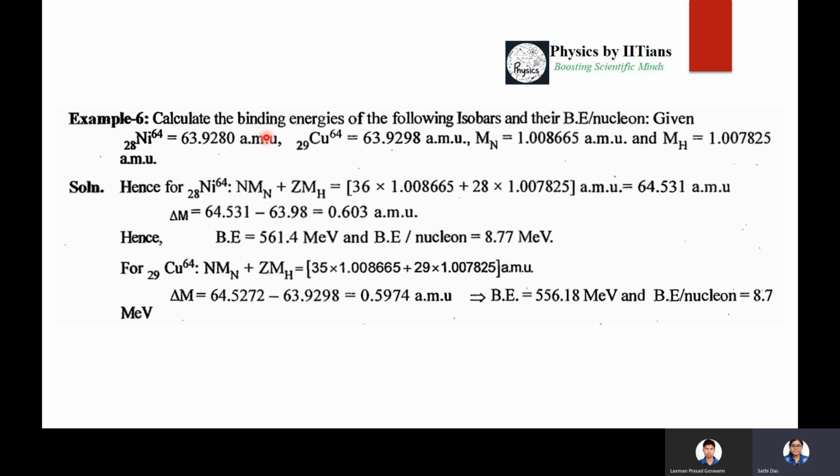So this is your exercise: calculate the binding energies of the following isobars and their binding energy per nucleon. Given the nickel mass as 63.9280 AMU, copper 63.9298 AMU, neutron 1.008665 AMU, hydrogen 1.007825 AMU. You have to calculate, please don't look at the answer. Calculate the binding energy and calculate the binding energy per nucleon, meaning the binding fraction.